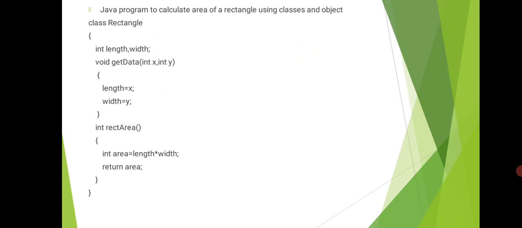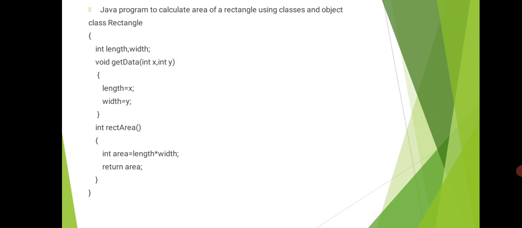Now we write one example Java program calculating the area of a rectangle using classes and objects. So class Rectangle, in this class we are declaring both data members and member methods. Here the data members are length and width. They are also called instance variables. Why is it called an instance variable?